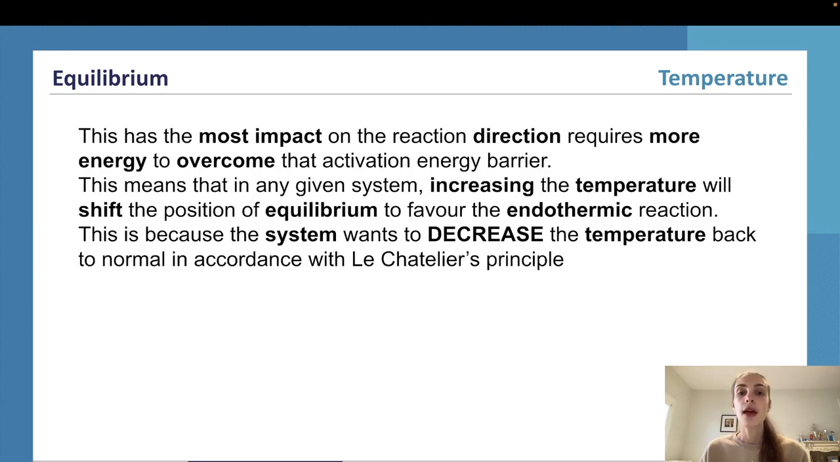And so this is going to have the most impact on the reaction direction because it requires more energy to overcome the activation energy barrier. So this means that in any given system, increasing the temperature will shift the position of equilibrium in order to favor the endothermic reaction. And this is because the system wants to decrease the temperature back to normal in accordance with Le Chatelier's principle.